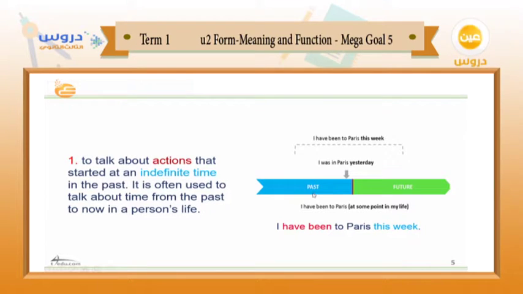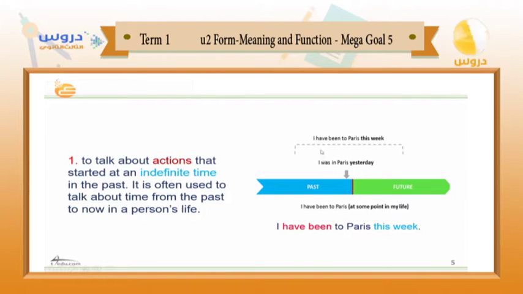So here, if we look at the sentence, I have been to Paris this week. This week here is a clue, a time expression. This week, I've been, here we use have plus verb 3, have been to Paris this week. It means that I don't know when exactly, okay, indefinite time.